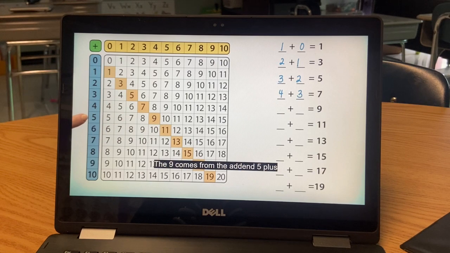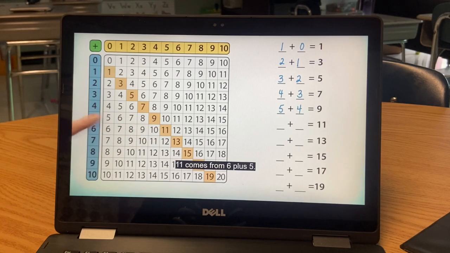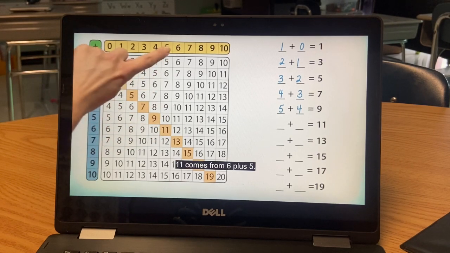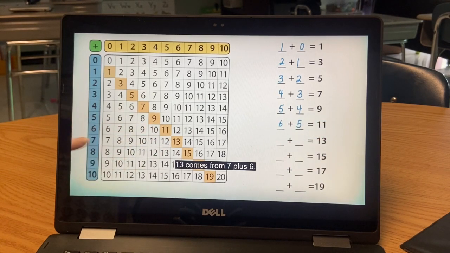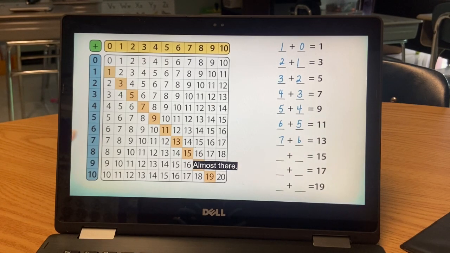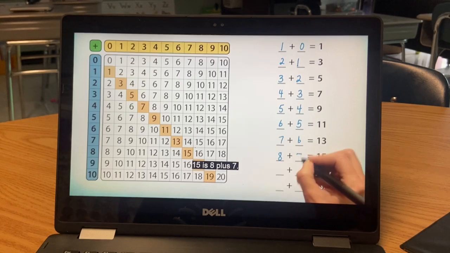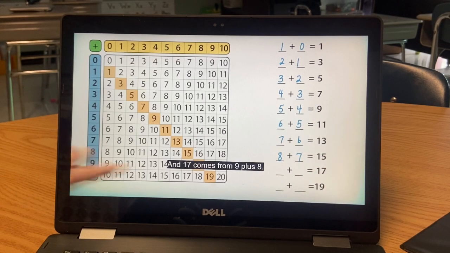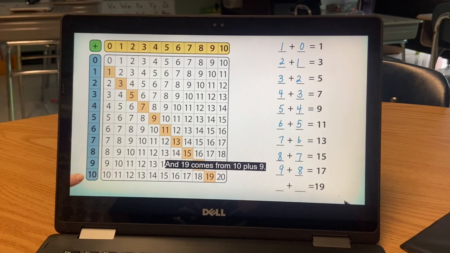The 9 comes from the addend 5 plus the addend 4. 11 comes from 6 plus 5. 13 comes from 7 plus 6. Almost there. 15 is 8 plus 7. And 17 comes from 9 plus 8. And 19 comes from 10 plus 9.